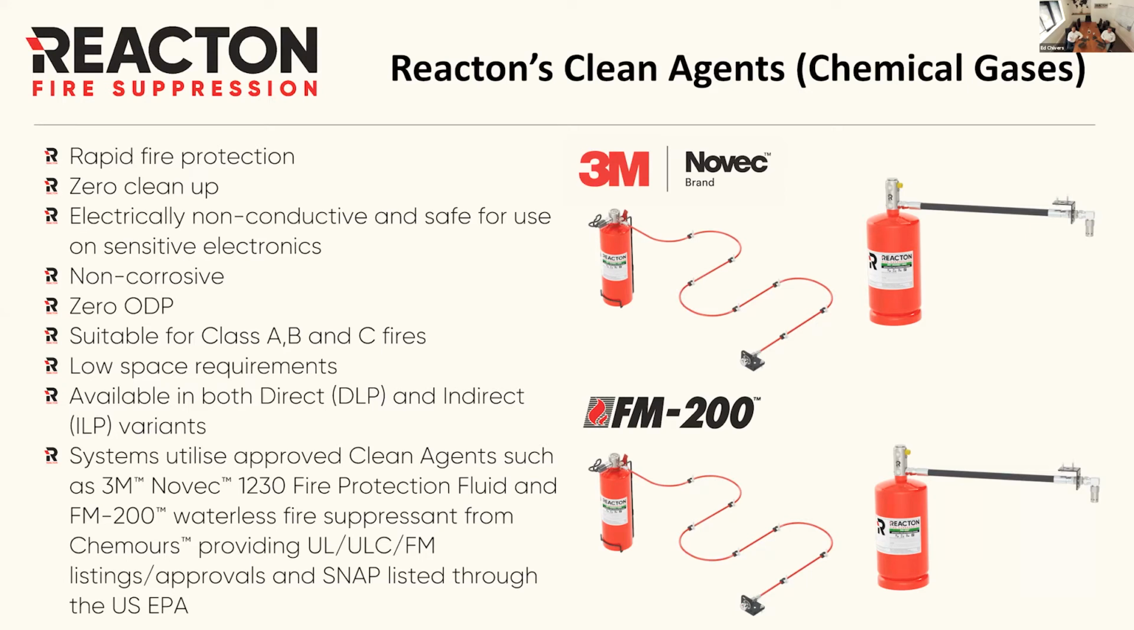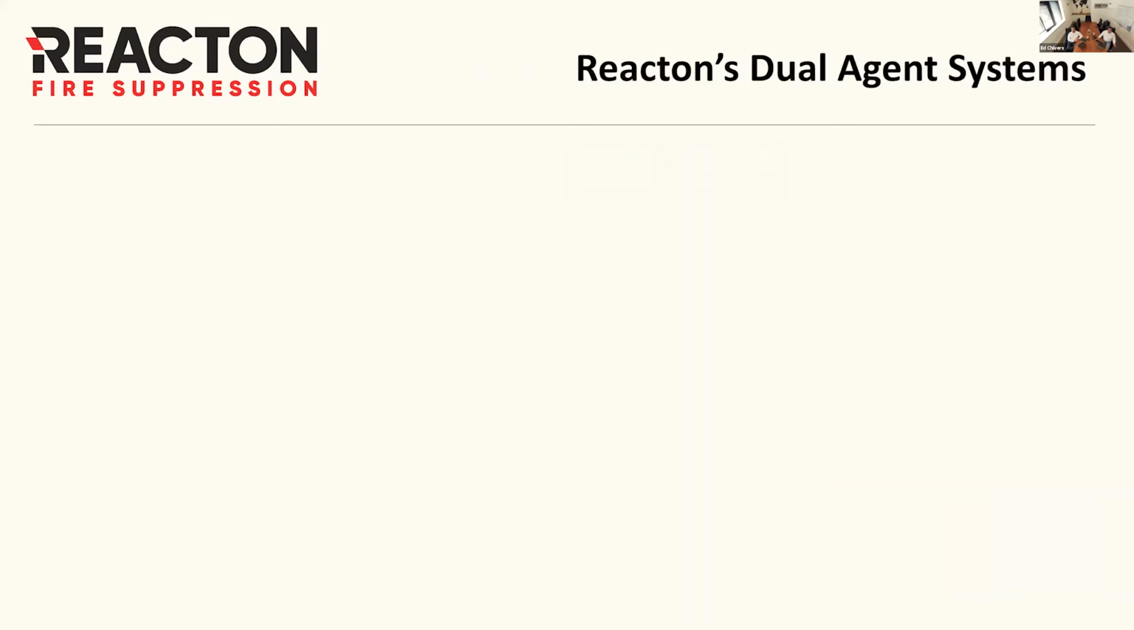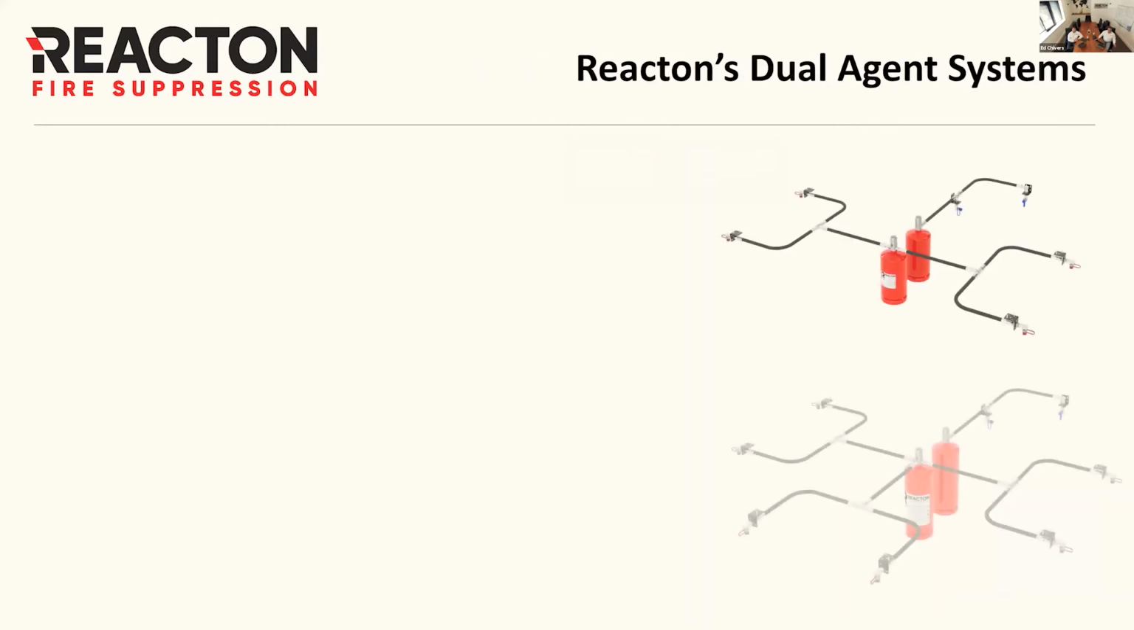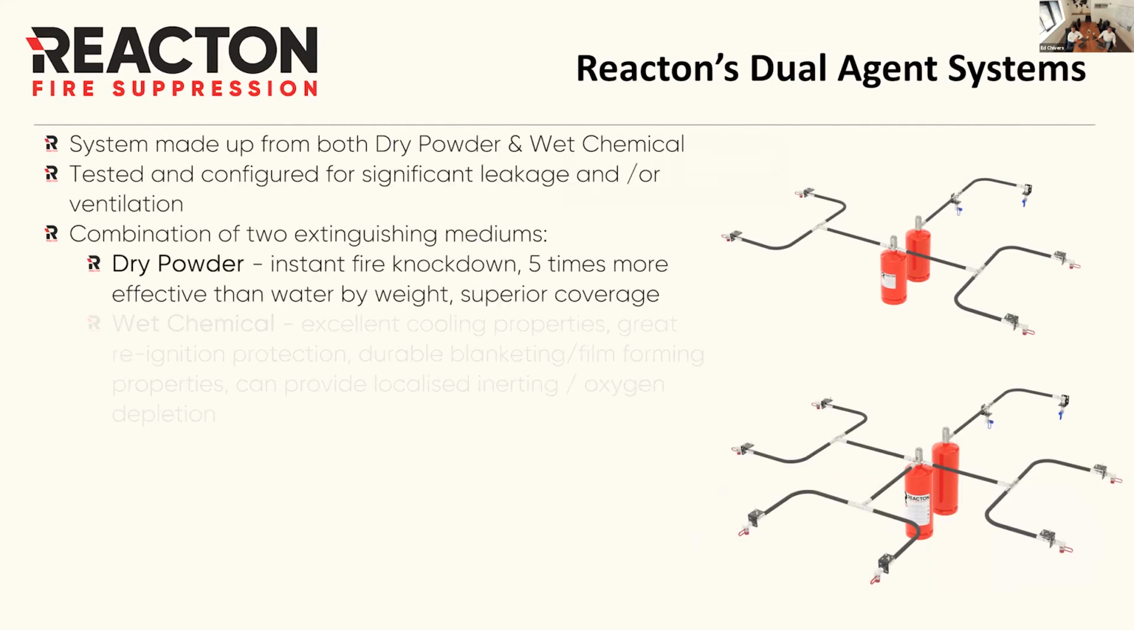We have the two variants, direct and indirect. And then the agents, as I mentioned before, we use agents that are tried and tested and from the biggest names in the industry. And they all have the UL, ULC, FM listings and approvals all through, and the SNAP listed. So that covers the clean agents from Reacton.